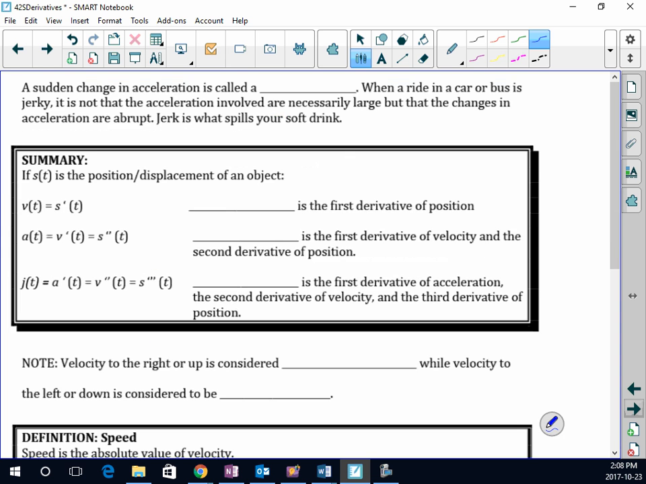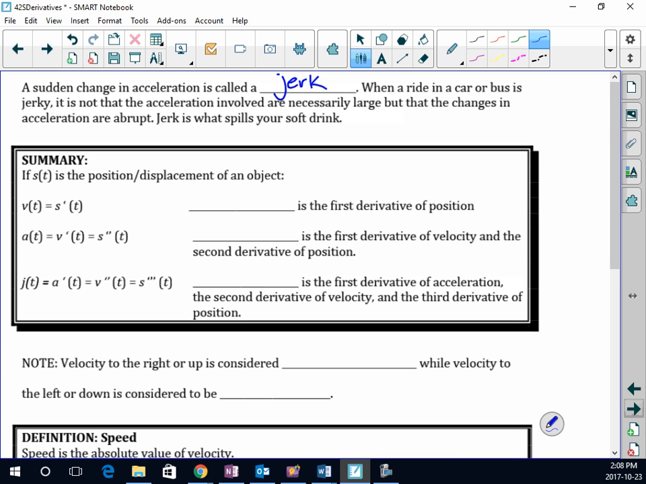Guess what the third derivative is? A jerk, yes. A sudden change in acceleration is called a jerk. When a ride in a car or a bus is jerky, it's not that the accelerations involved are necessarily large, but that the changes in acceleration are abrupt. A jerk is what spills your soft drink.